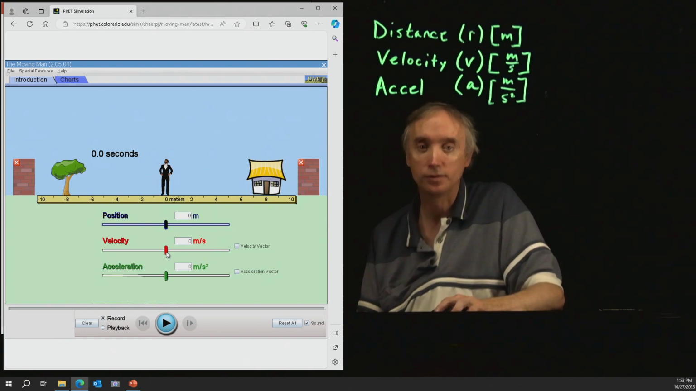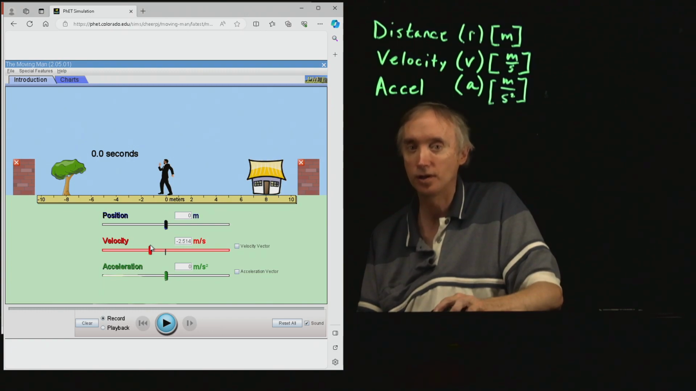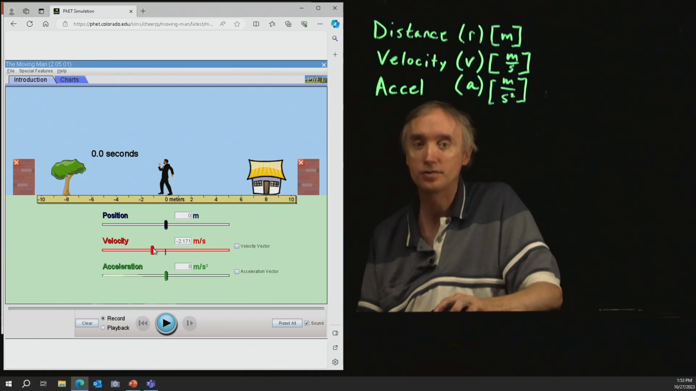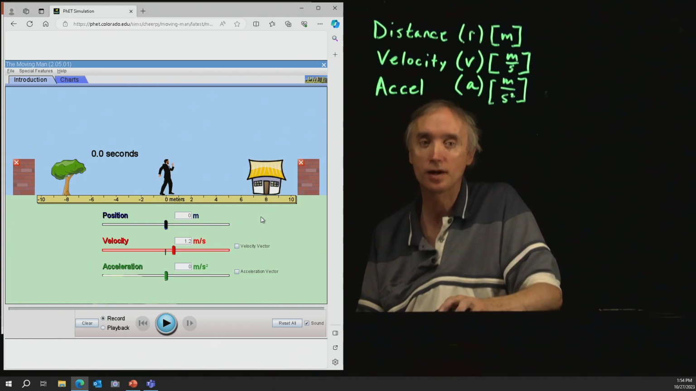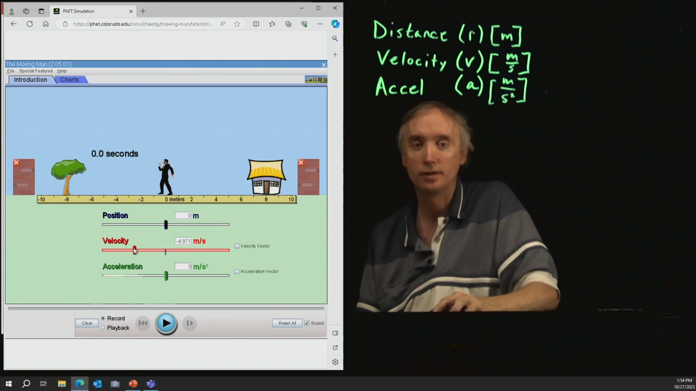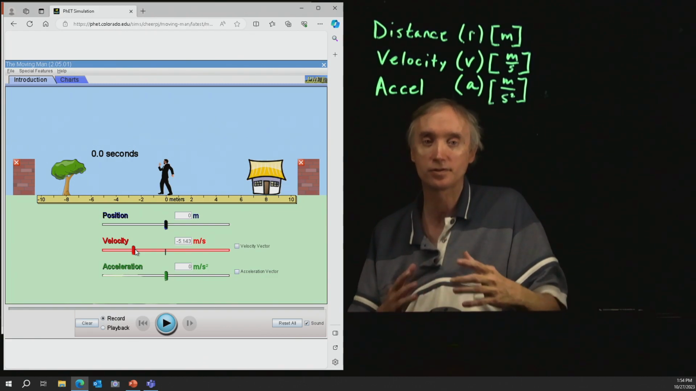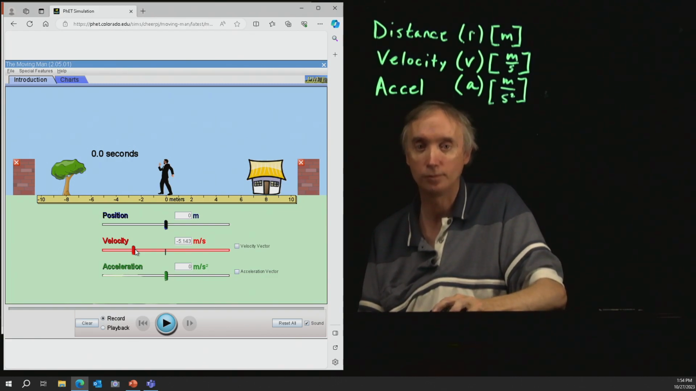Then what does this one do? So what this is going to do is give him either a positive velocity or a negative velocity. So look at the direction that he is going in. So you notice that if he has a positive velocity, then he's going to be going in this direction to the right. And if he has a negative velocity, then that means he's going in that direction. So it's exactly the same as our sign convention that we came up with.